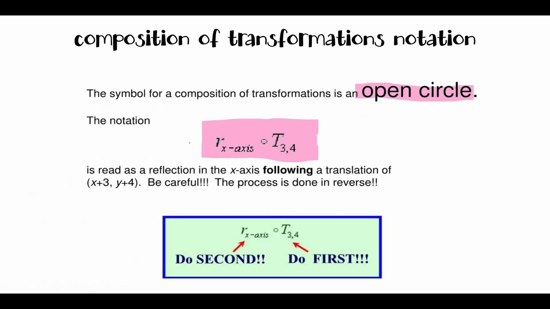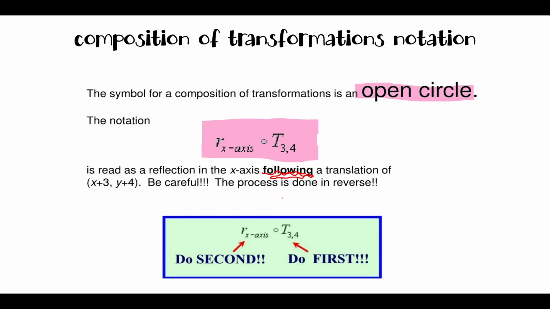Some more things to know about compositions of transformations. Sometimes questions may ask you to simply do one ordered pair with multiple transformations rather than graphing all the things. So the symbol for a composition of transformations is an open circle, and the notation looks like this. It can look like any kind of reflection, translation, dilation, rotation with that open circle, and then another one. How we read it is reflection in the x-axis following a translation of x plus 3, y plus 4, or x, y maps to x plus 3, y plus 4.